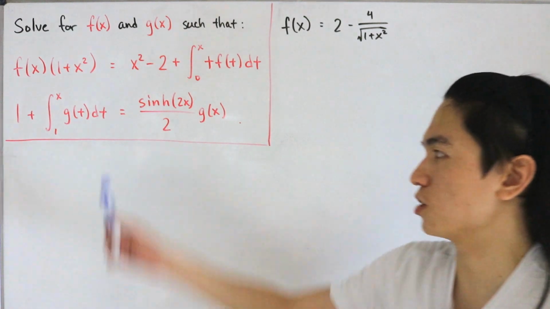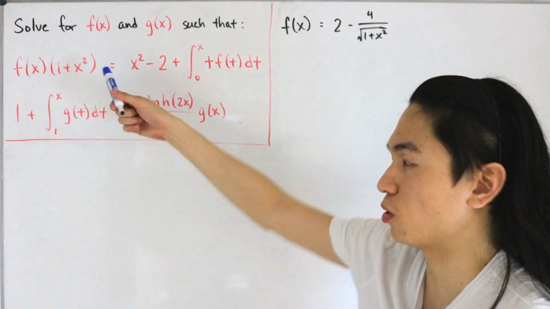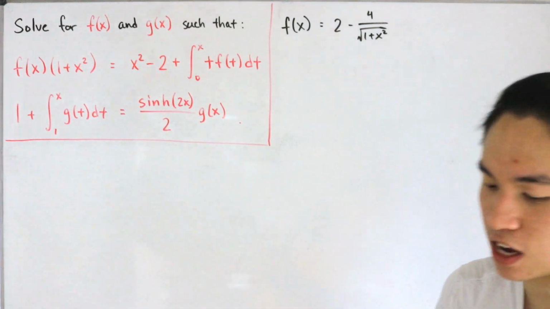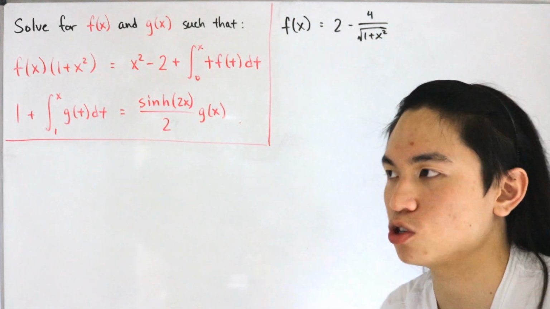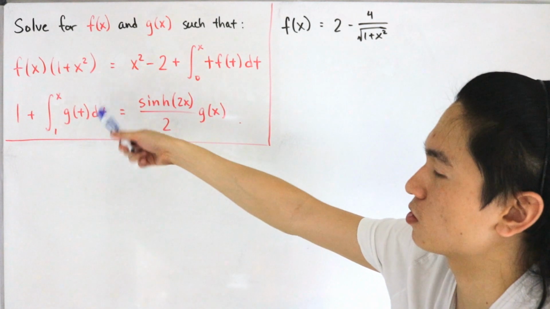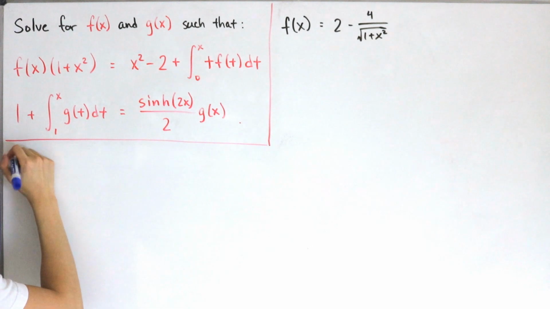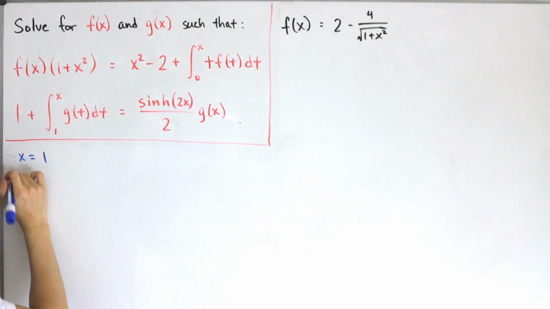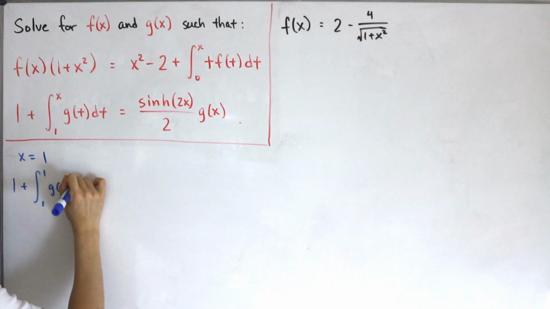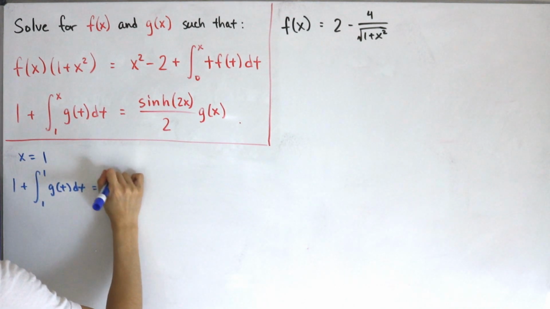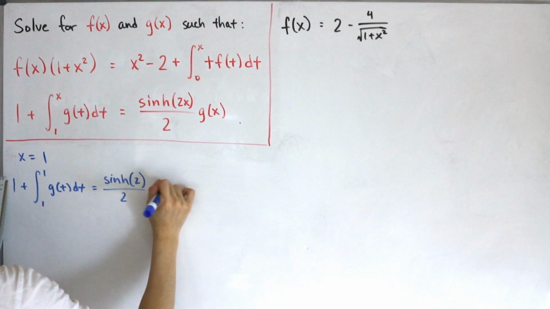Okay, so moving on to the second equation, essentially the work we're going to be doing for this is strikingly similar to what we just did for the first one, solving for f of x. So of course we want to find a constant, we'll choose a constant to plug in to make things a little bit easier to solve. I think we can see that the easiest substitution is to let x equal 1. If I let x equal 1, so this is 1 plus the integral from 1 to 1 of g of t dt, then set this equal to hyperbolic sine of 2 times 1, which is just 2, divided by 2, and then times g of 1.